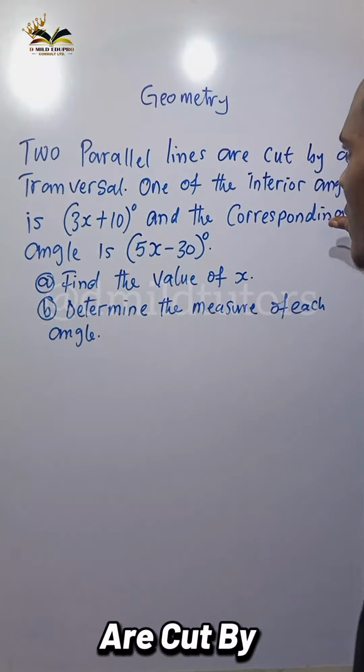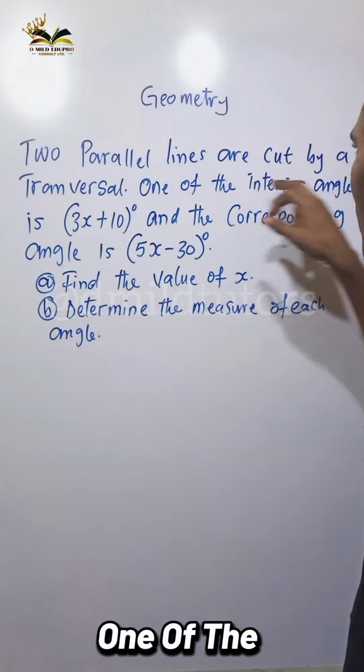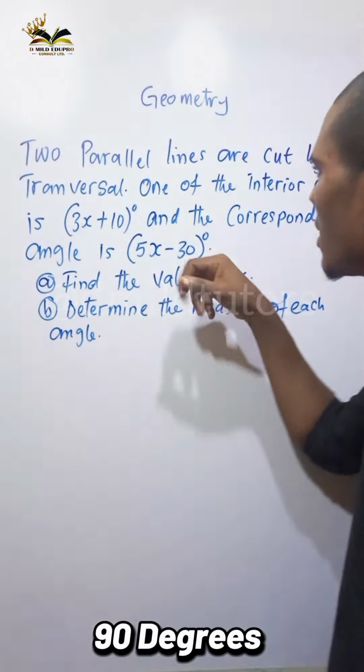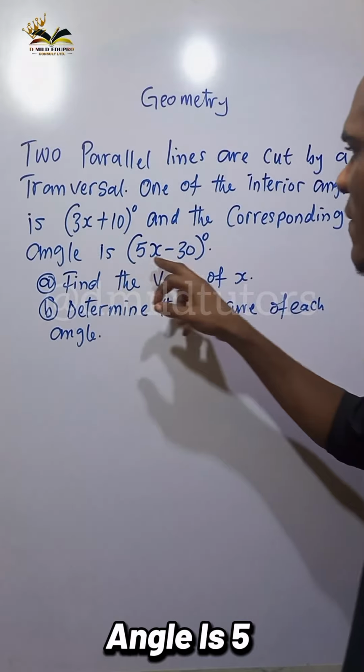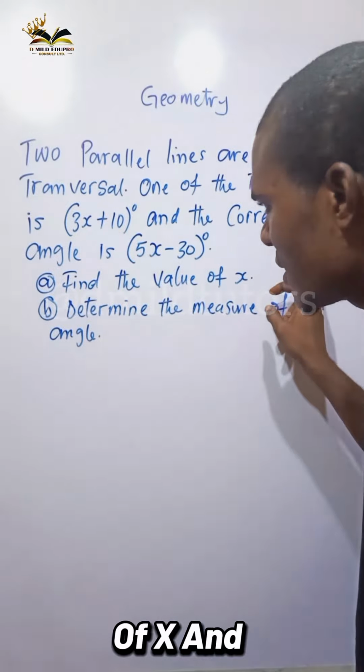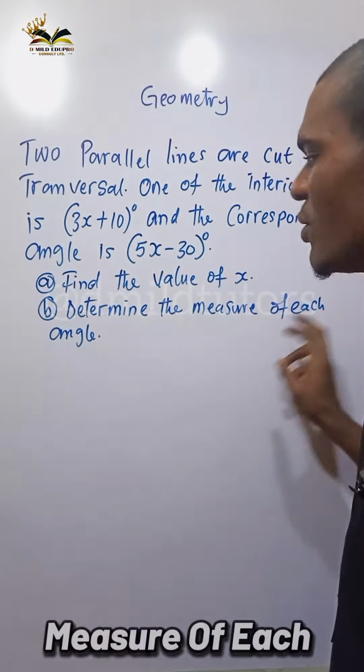Two parallel lines are cut by a transversal. One of the interior angles is 3x plus 10 degrees, and the corresponding angle is 5x minus 30 degrees. So the question says find the value of x and also determine the measure of each angle.